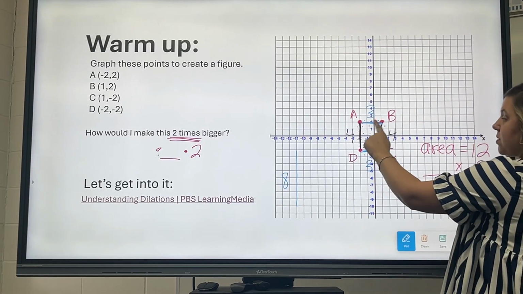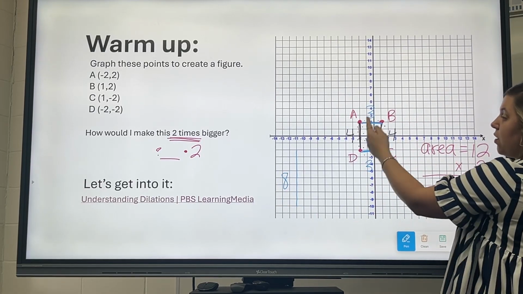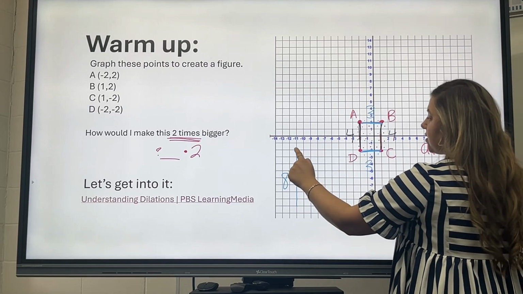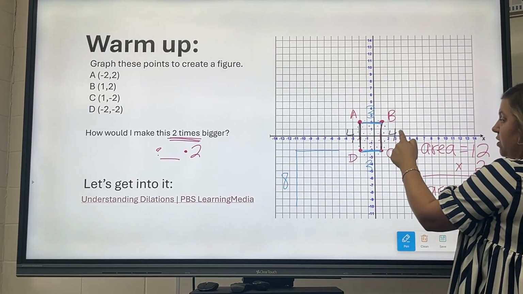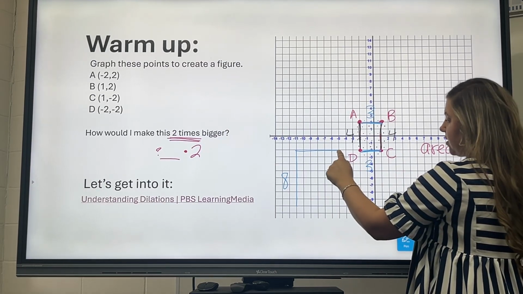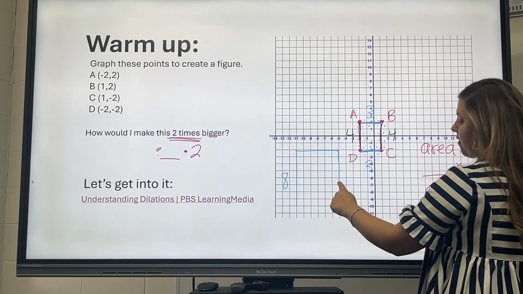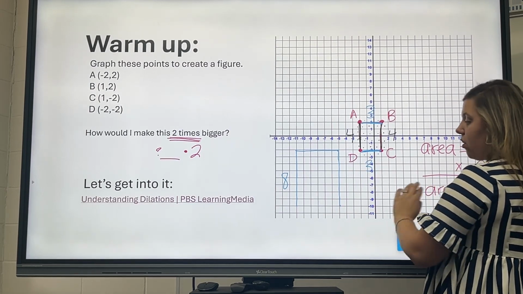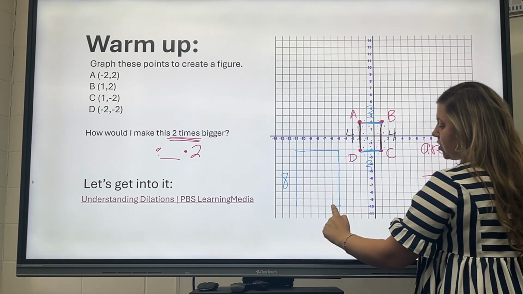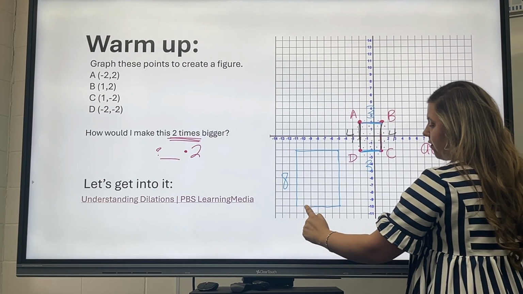But now this top side length, okay, becomes 3 times 2, which is 6. So 1, 2, 3, 4, 5, 6. This one was 4 times 2, so that's 8. 1, 2, 3, 4, 5, 6, 7, 8. And then the bottom one of 3 also gets multiplied by 2. So that should be 6, 1, 2, 3, 4, 5, 6.